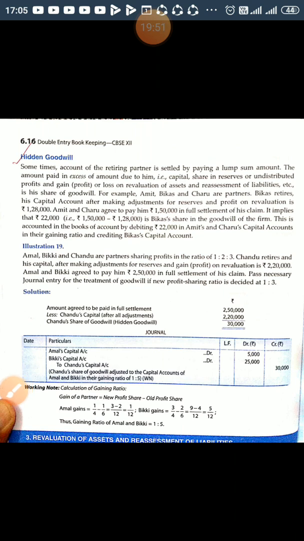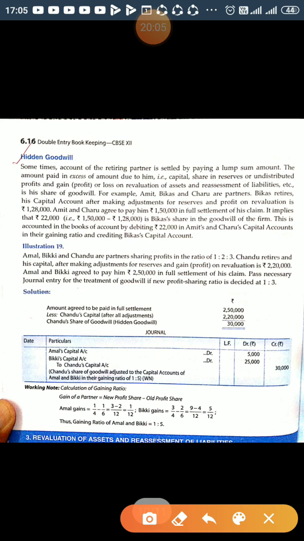They have decided their new profit sharing ratio is 1:3. So you will calculate the gain share, new share minus old share. Amal's gain: new share is 1 by 4, old share was 1 by 6. So new minus old comes to 1 by 12. 12 will be the LCM. 3 minus 2, that is 1 by 12.